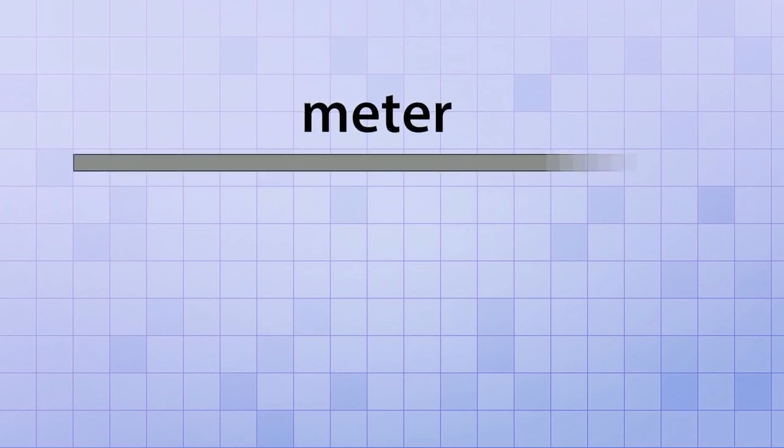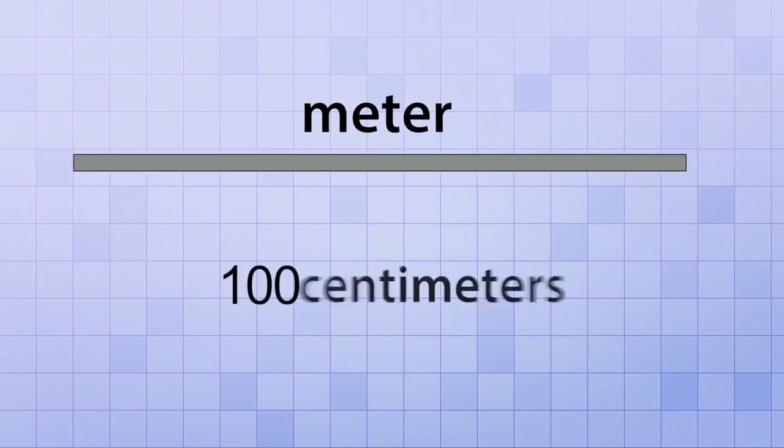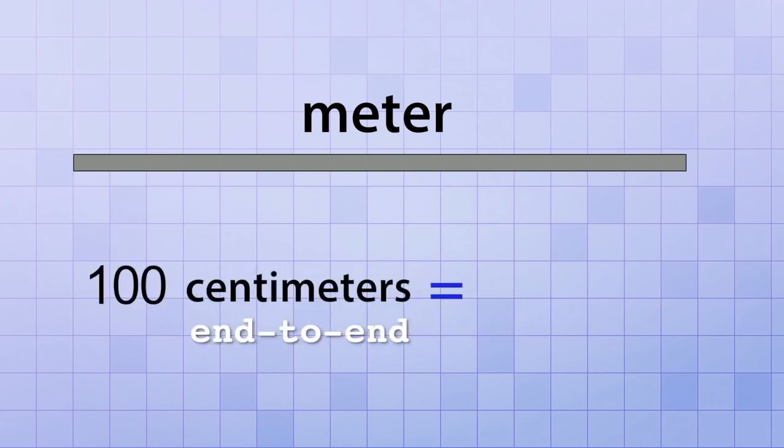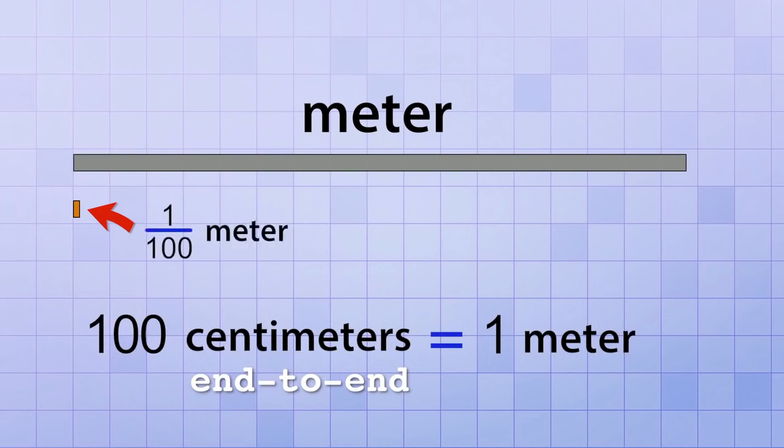But the important thing to know about a meter is that it's the exact distance you'd get if you took 100 centimeters and placed them end to end. Yep, 100 centimeters equals 1 meter. Which means that a centimeter is 1/100th of a meter.